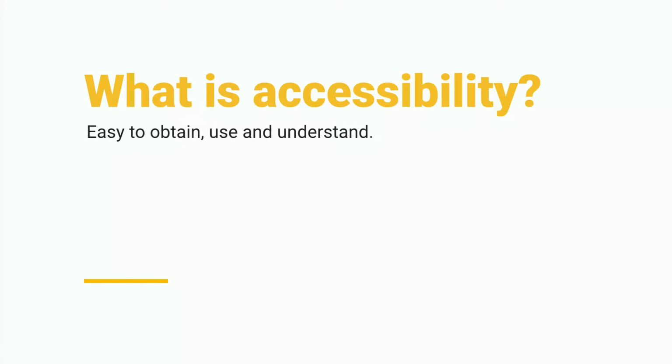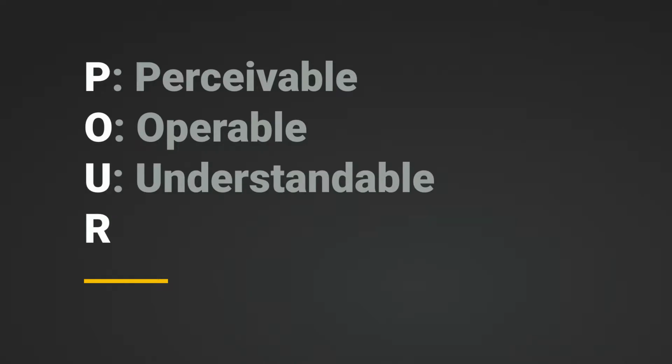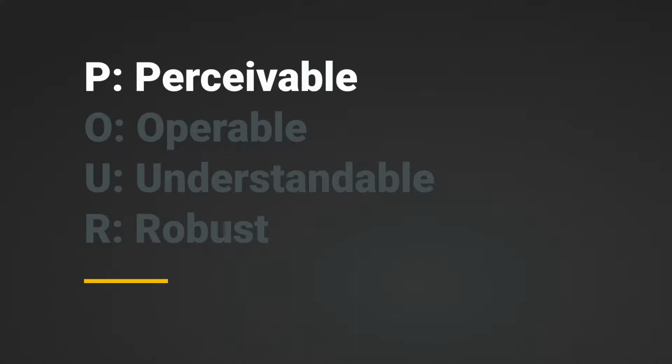So what does that actually mean? Well, it can be explained and achieved under the principle of POUR. All websites and products should be perceivable, operable, understandable, and robust. We'll go over these quickly. So when I talk about it being perceivable, I just mean that users must be able to process the information. This means providing text for those who cannot hear and audio for those who cannot see, as an example. This also means that your content must work with screen readers and other assistive technologies.